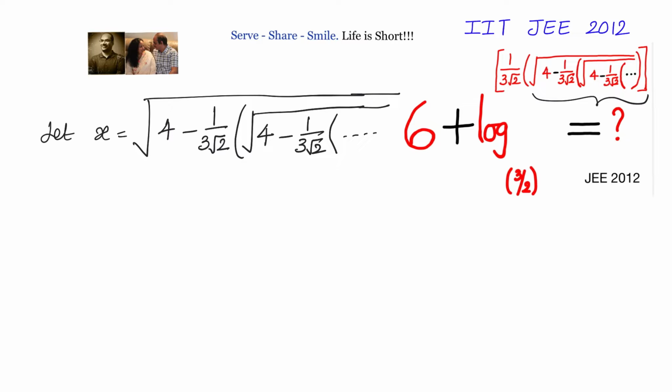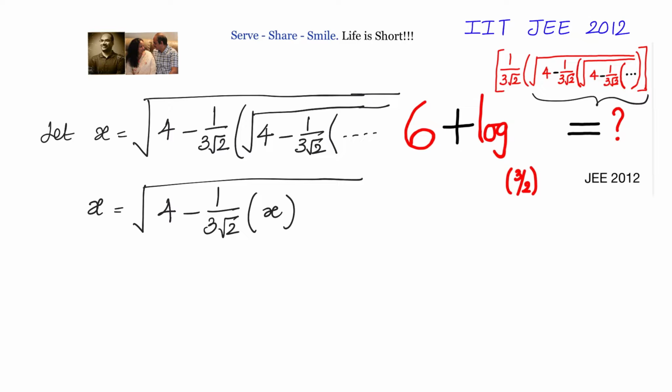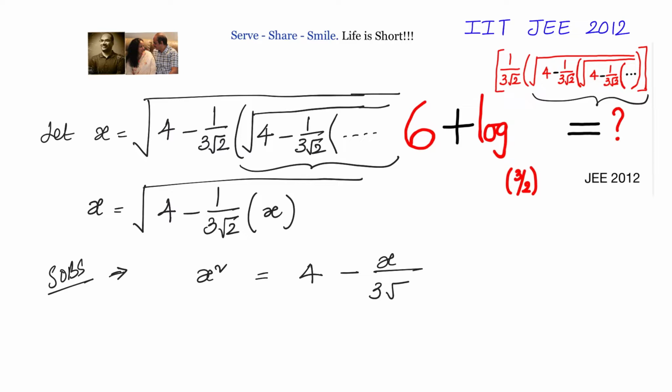So in this type of problems, what we will do, we'll write down x equals square root of 4 minus 1 by 3 root 2. Now observe carefully, the remaining part I can write as x again, because it is repeating forever. Now we will square it on both sides. When we square it on both sides, we'll have x square equals 4 minus x by 3 root 2. Now this is a quadratic equation.